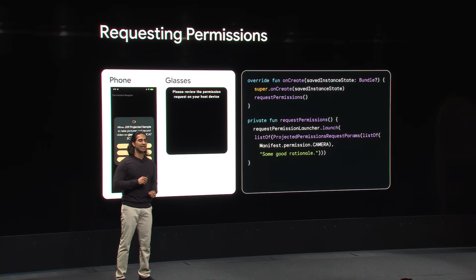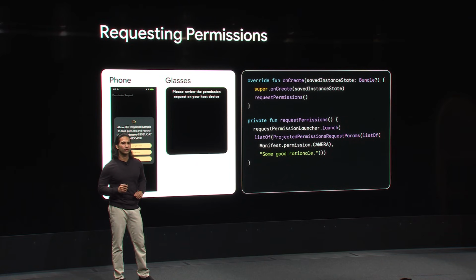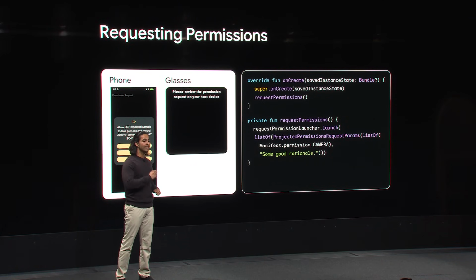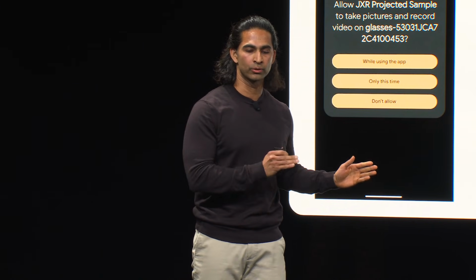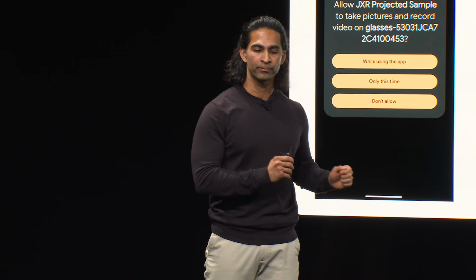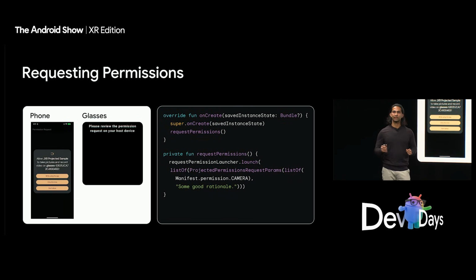The permissions library makes it easy for you to let your user know clear rationale of why you want particular permissions. It handles the redirection to the phone and allows the user to grant permissions on the phone, making permission handling familiar and seamless.